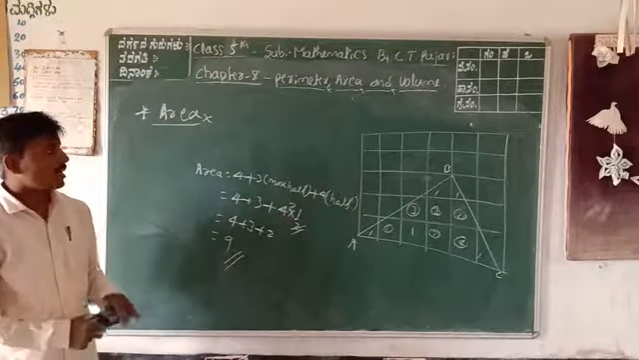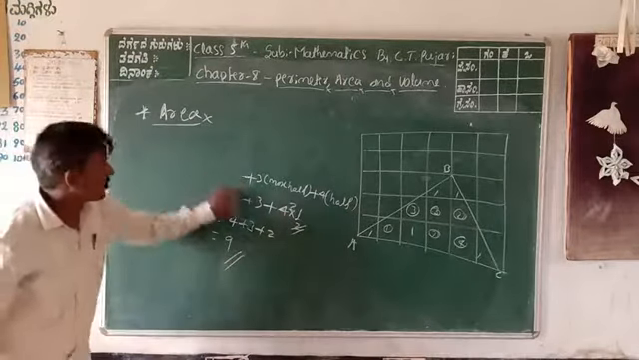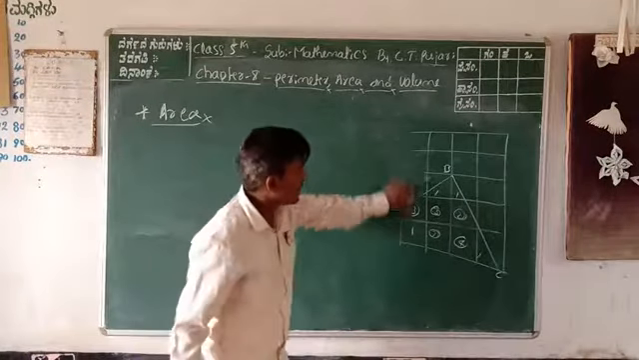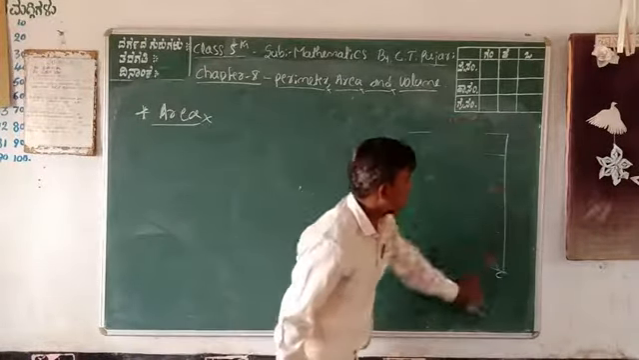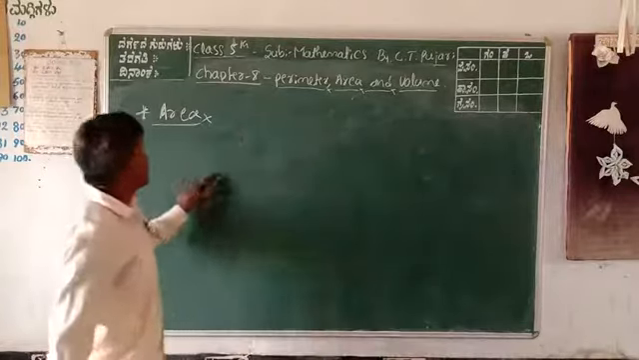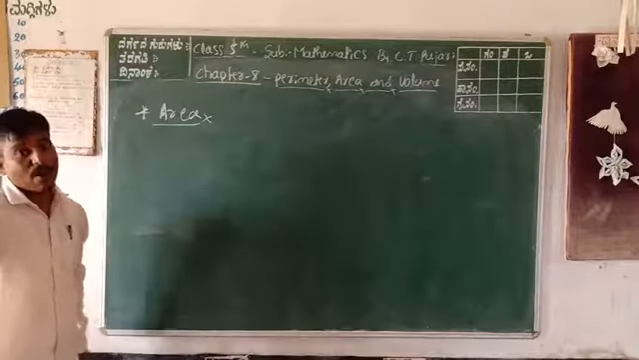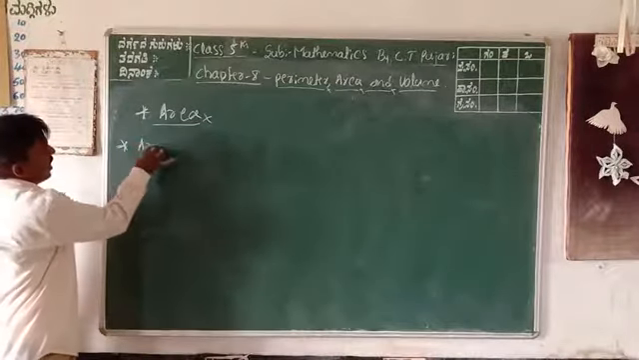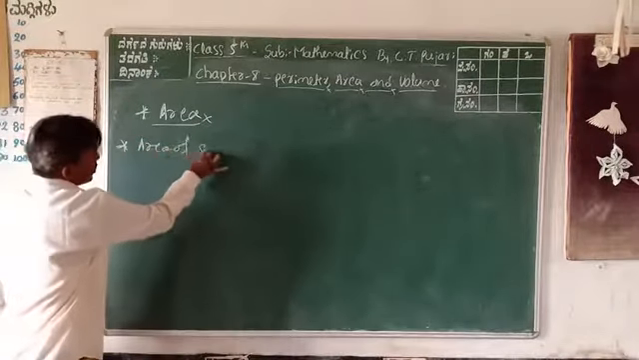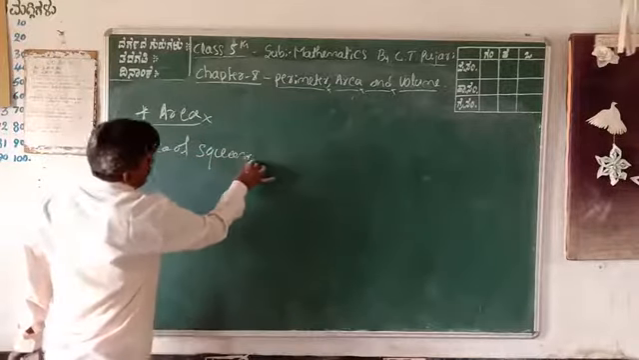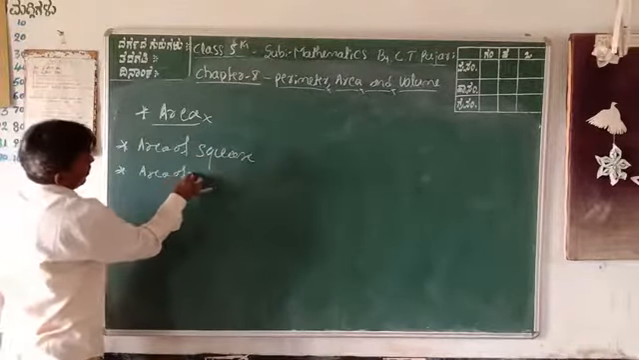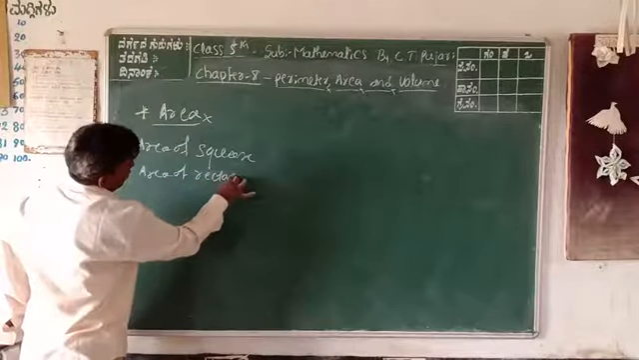In this way you can find out the area of a triangle, square, or rectangle graphically. Next, you can find out the area by the formula. First one is what? Area of square. Next one, area of rectangle.